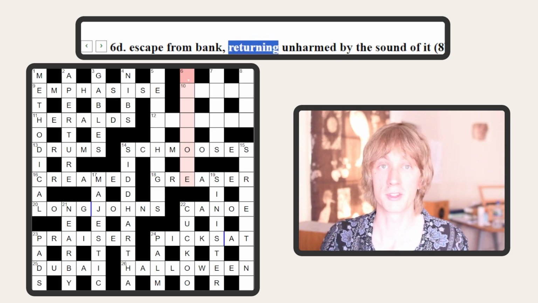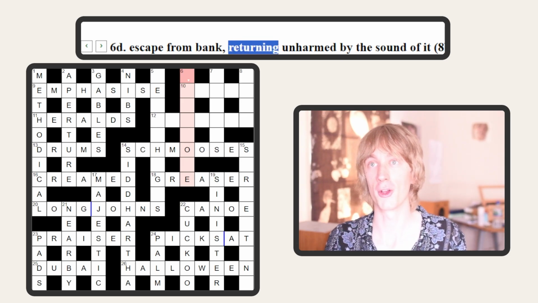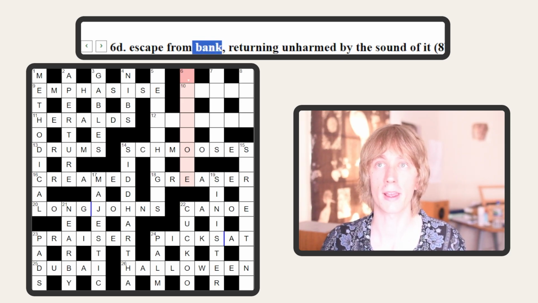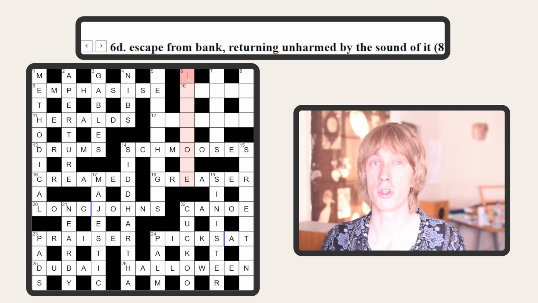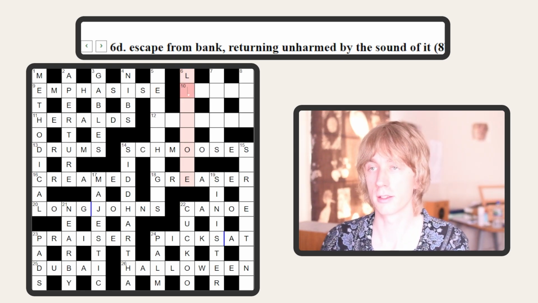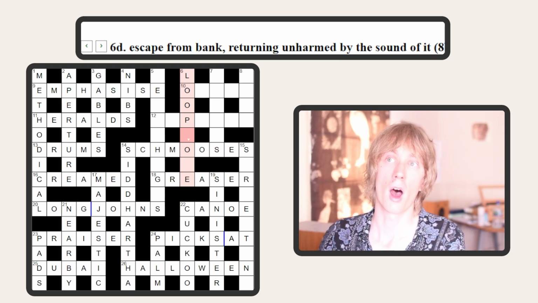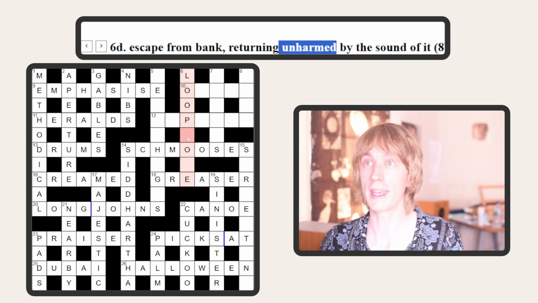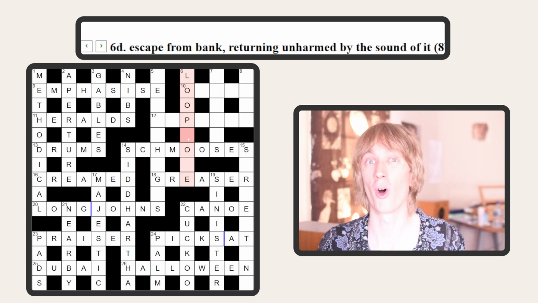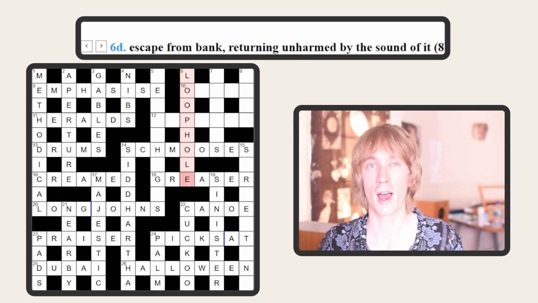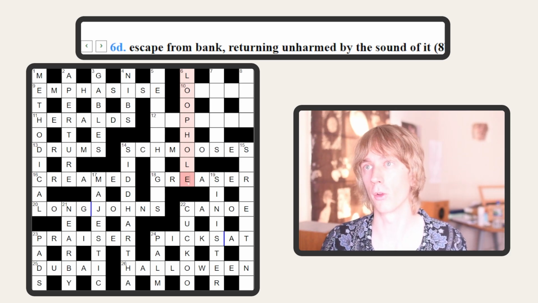Well, we've seen it before, right? If something returns, it goes back. It's like reflection. So we're looking for a word that means bank, and that's going to return. And if you bank your money, you pool it. So if we reverse the order of pool, we get loop. And then unharmed, well, if you're unharmed, you're whole, W-H-O-L-E. And that sounds exactly like, but is spelt differently to the word like a hole in the ground. And if we put hole in here, we get loophole. And an escape in a contract is a loophole.